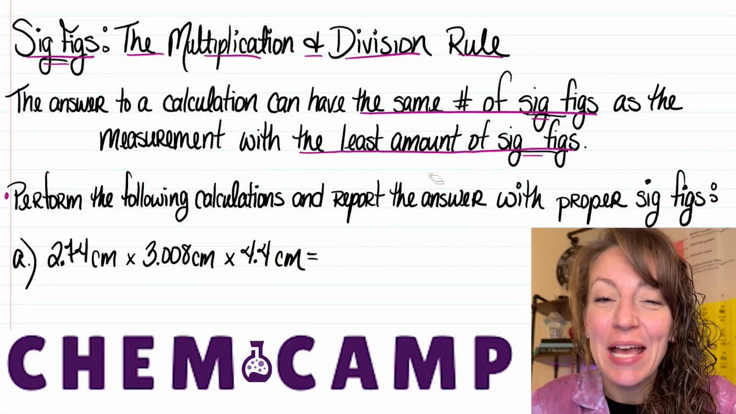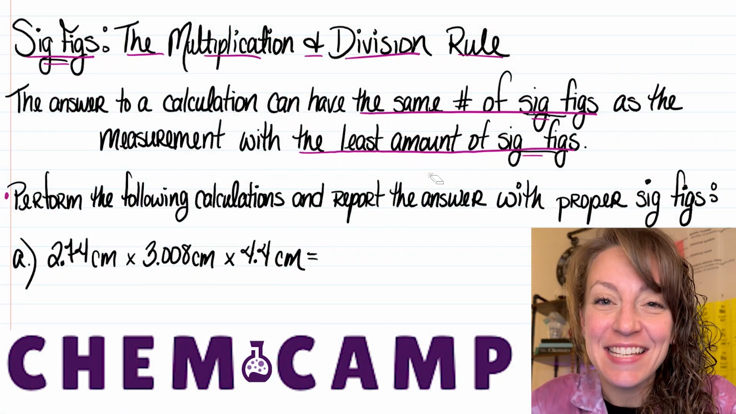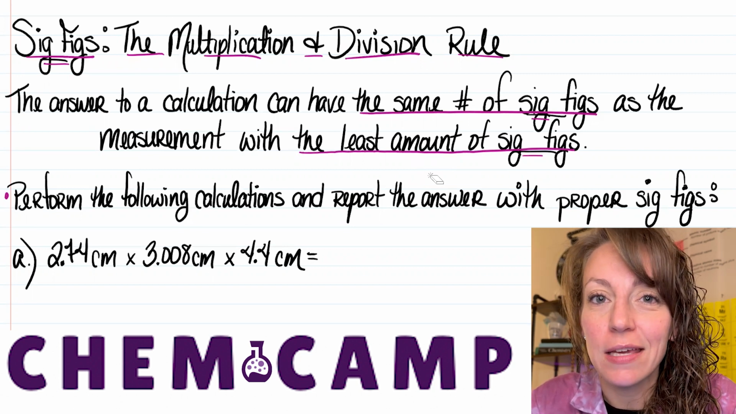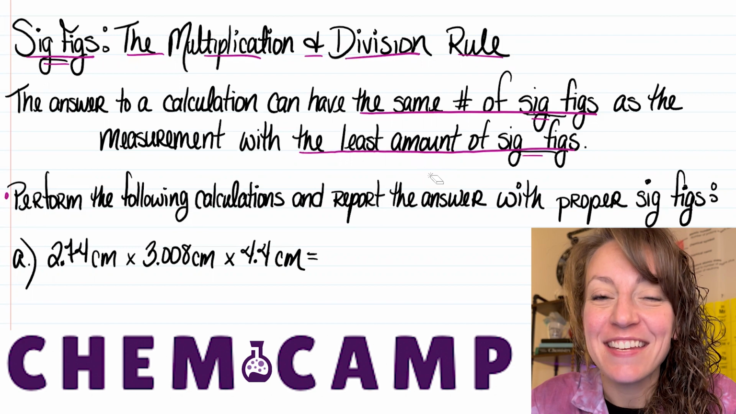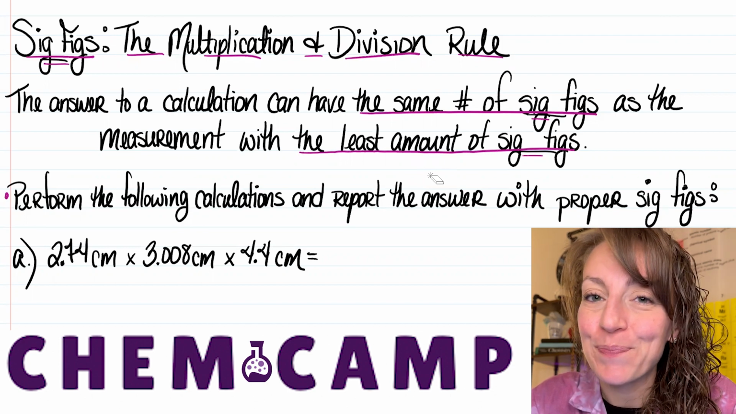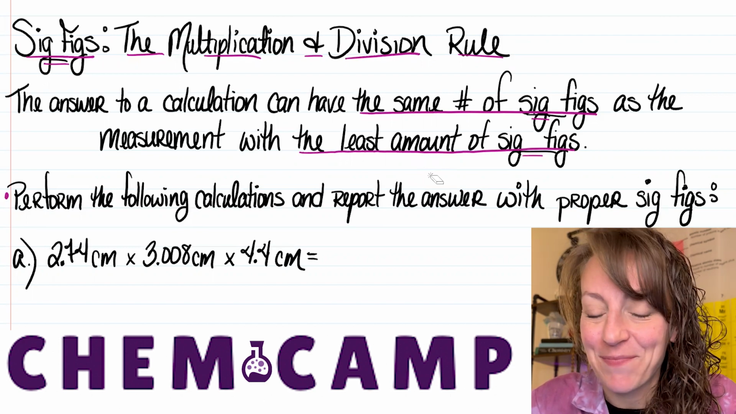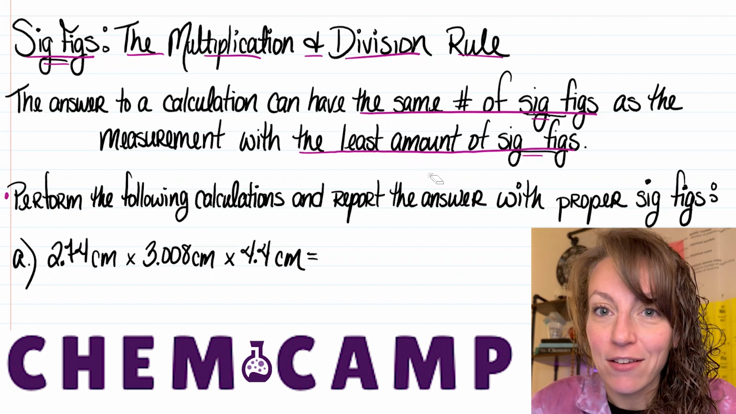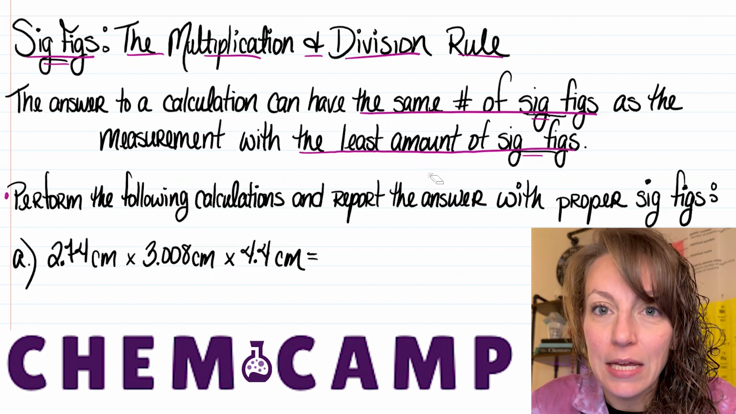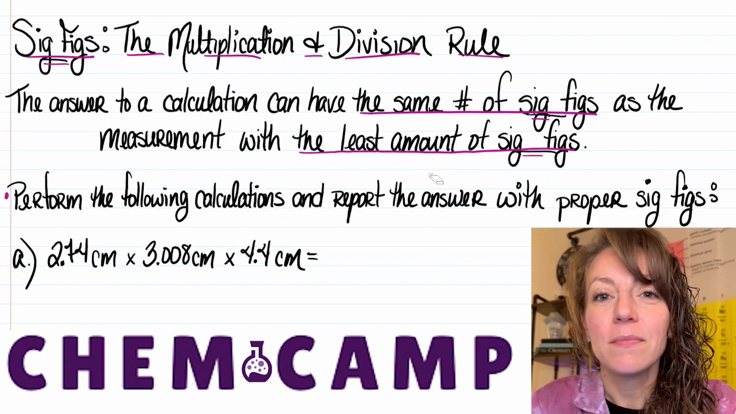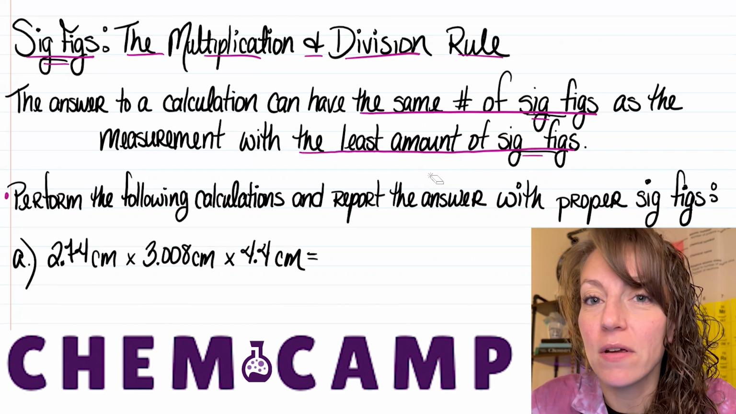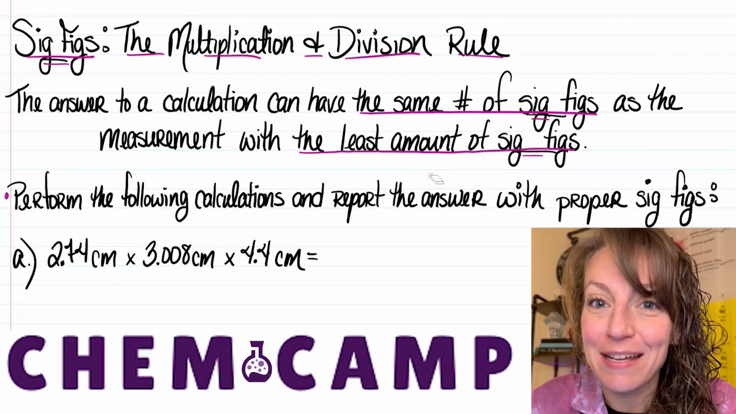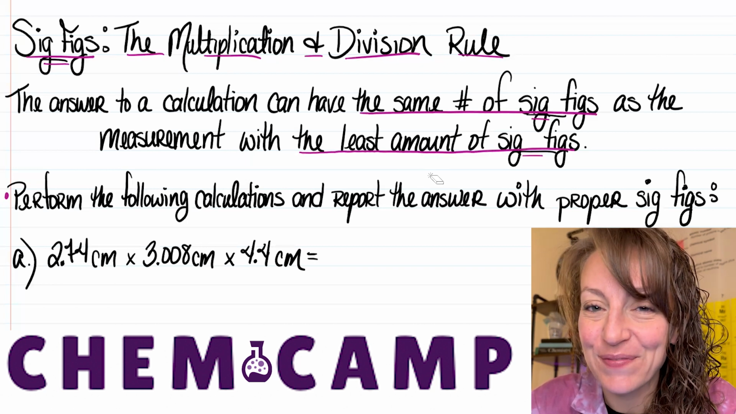Today, what I'd like to discuss is the significant figure rule pertaining to calculations involving the multiplication and division of measurements. Let's do some chemistry. The rule simply states that the answer to a calculation involving multiplication and division can have the same number of significant figures as the measurement with the least number of significant figures.